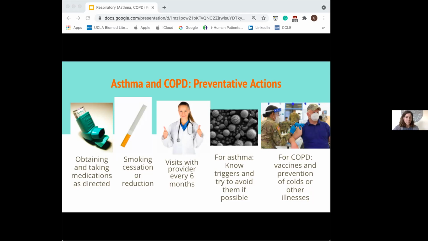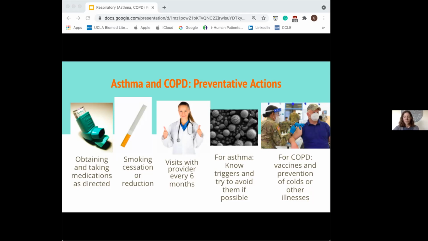Also, find out if the client wants to quit smoking or reduce smoking. Cigarette smoke is the most common cause of COPD in the US, and quitting smoking is the most important step a person can take to treat COPD. Cigarette smoke is also a common trigger in asthma, so help the client avoid secondhand smoke if possible. Also, try to help your client see a healthcare provider every 6 months, if possible, to monitor symptoms and medication usage, and know your client's asthma triggers.